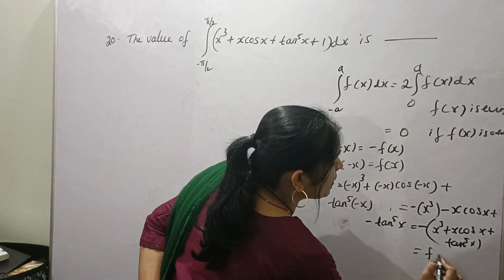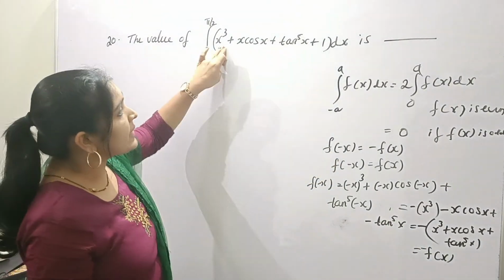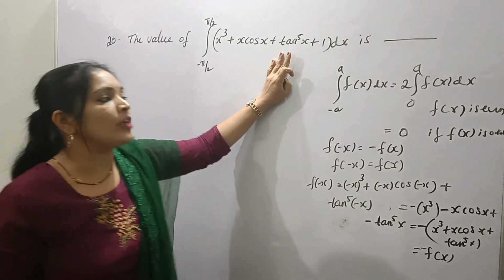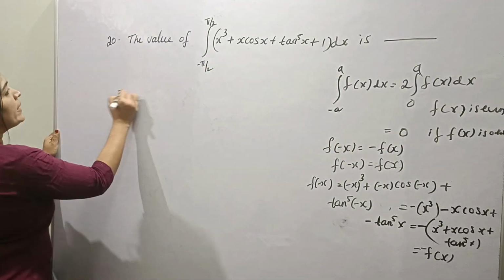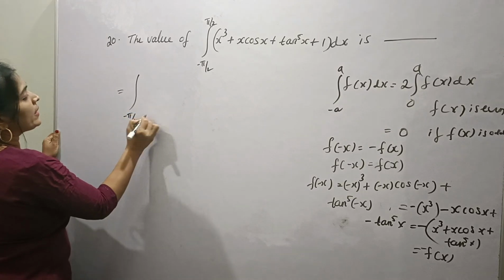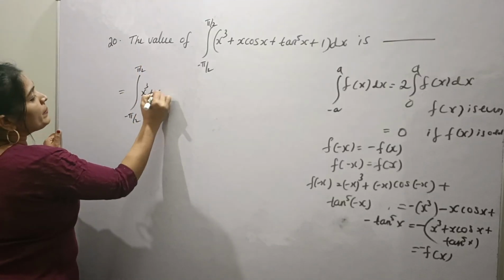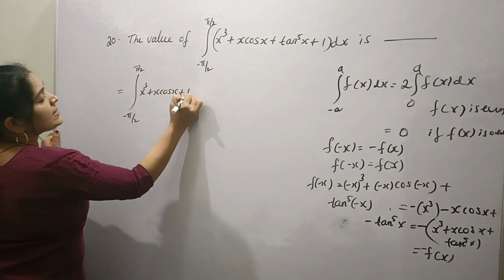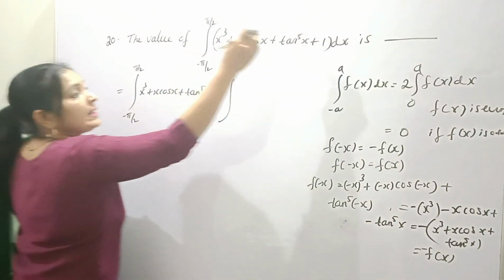That is equal to minus f of x, right? So when we take these three terms, it's an odd function, right? So here no need to integrate. This integral can be written as the integral from minus pi by 2 to pi by 2 of x cube plus x cos x plus tan raised to 5x, plus, let's integrate it separately.